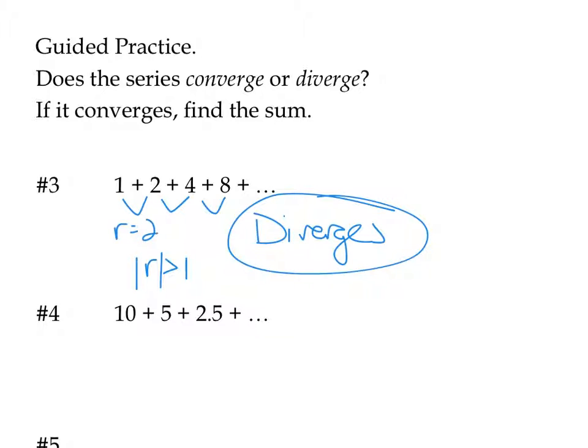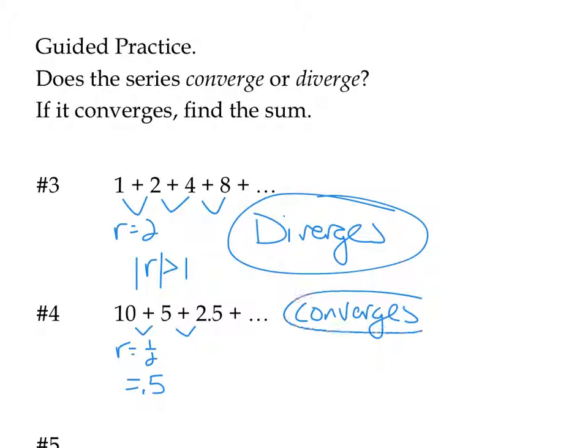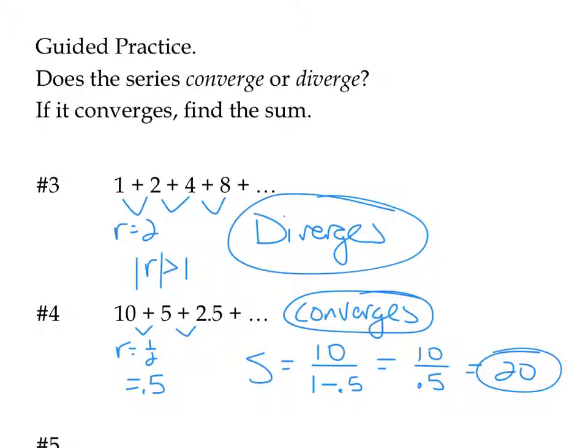Okay, this next example, our common ratio is 1/2, which is 0.5. If you want to put that into the equation, you're cutting the number in half each time. Dividing by 2 is the same as multiplying by 1/2. So this converges, and it means we can find a sum. So the sum is going to be the first term over 1 minus the common ratio. So that's going to be 10 over 0.5, which comes out to 20. So our sum there is going to be 20.